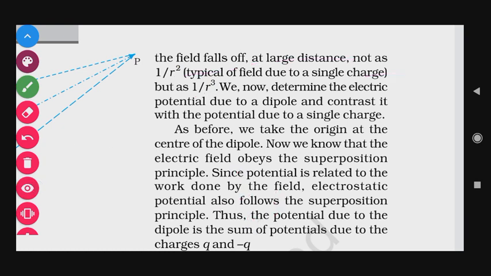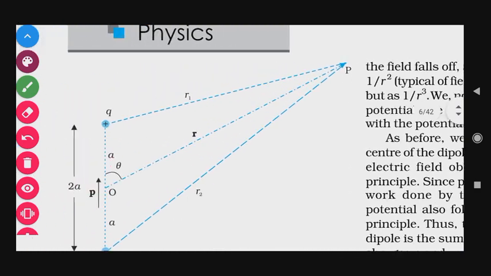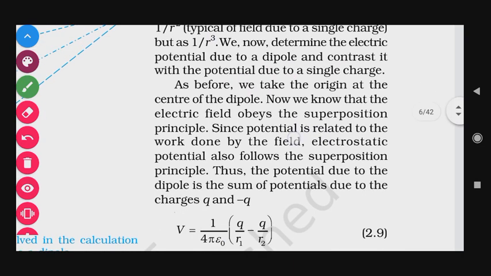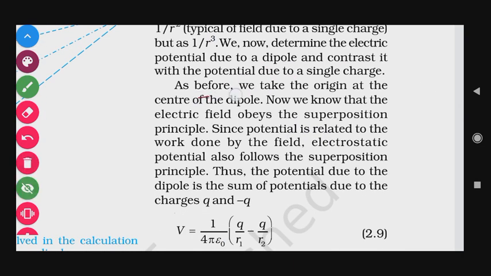Now we determine the electric potential due to a dipole and contrast it with the potential due to a point charge. So in this video we have to find the potential. We have talked about the potential due to a dipole, and we'll contrast it with the potential due to a single charge that we studied in a previous chapter. You can check it from the playlist. Now, as before, we take the origin at the center of the dipole.